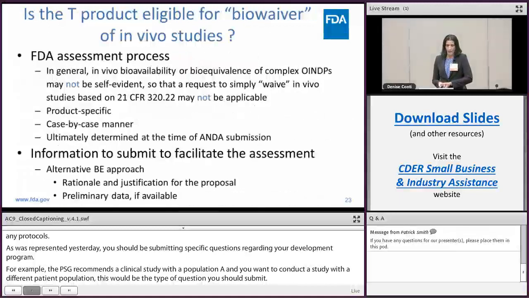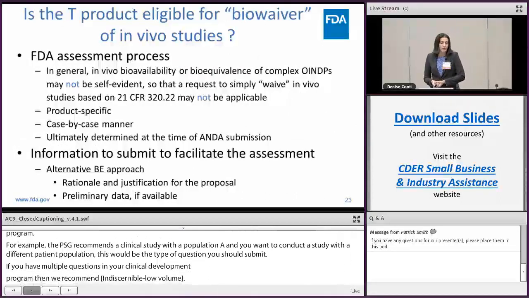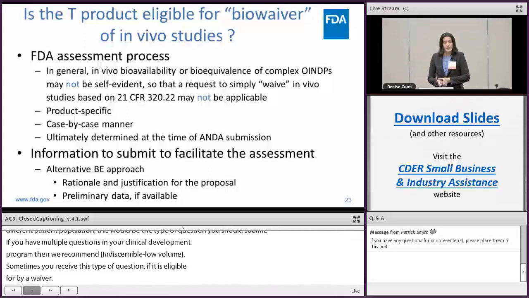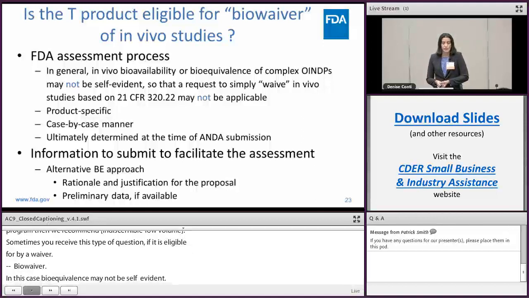Sometimes we receive this type of question if the product is eligible for waiver of in vivo studies. In this case, I want to make a point that inhalation and nasal drug products are complex products. In this case, in vivo bioavailability or bioequivalence may not be self-evident. In that case, just waiving the in vivo studies based on the CFR 320.22 may not be appropriate.